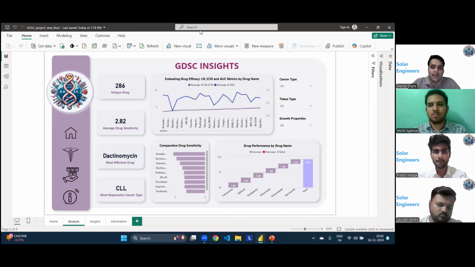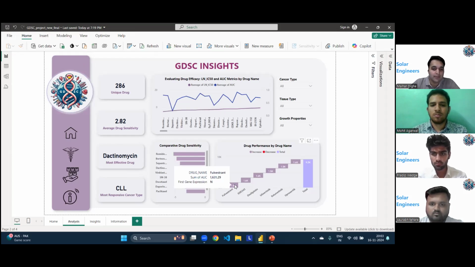Thank you, Pradeep. As you can see, this graph is showing the drug performance by the drug name, and it has various values written in it. What it shows is the higher the number, the higher the drug performance, and it calculates the sum of the AUC. The drug name which is the most effective is Fulvestrant. And going to the next page.